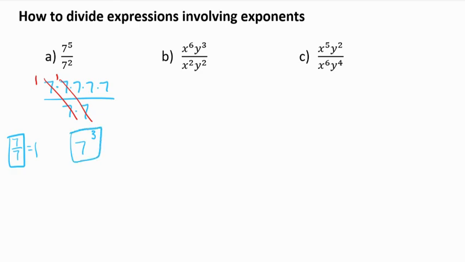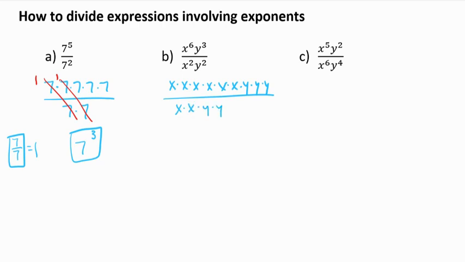So same thing for B. So I have x to the 6th, so that's 6 of them. And then y to the 3rd, that's 3 of them. And then I go to the bottom of my fraction. X squared is x times x, and y squared is y times y.